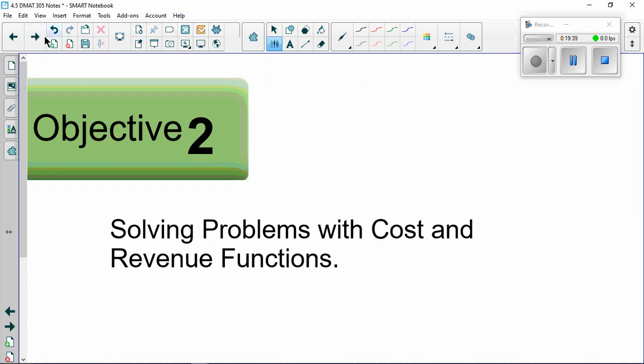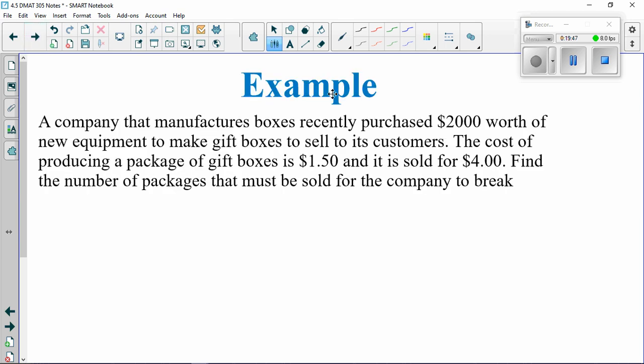All right, so cost and revenue. If you're going into business or looking into any kind of business degree, this is pretty important. A company that manufactures boxes recently purchased $2,000 worth of new equipment to make gift boxes to sell to customers. The cost of producing a package of gift boxes is $1.50, and they're sold for $4. Find the number of packages that must be sold for the company to break even.